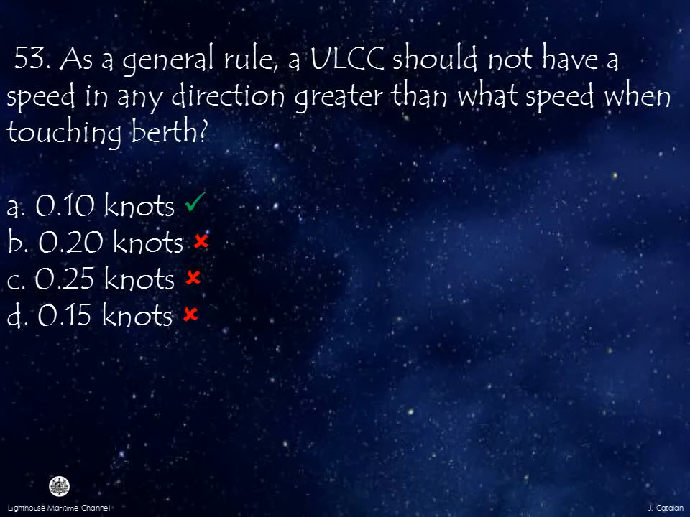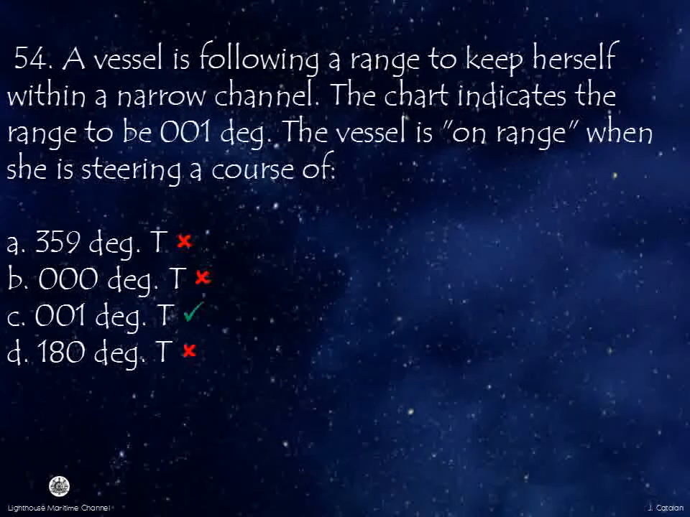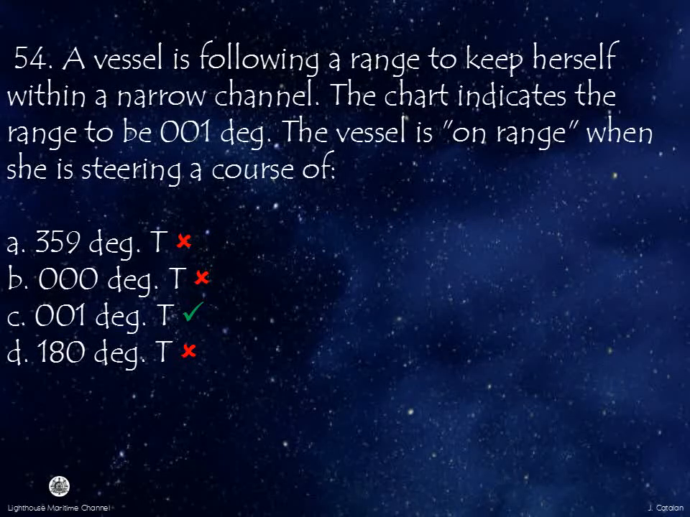Number 53. As a general rule, a ULCC should not have a speed in any direction greater than what speed when touching berth? Answer: 0.10 knots. Number 54. A vessel is following a range to keep herself within a narrow channel. The chart indicates the range to be 1 degree. The vessel is on range when she is steering a course of. Answer: 1 degree true.